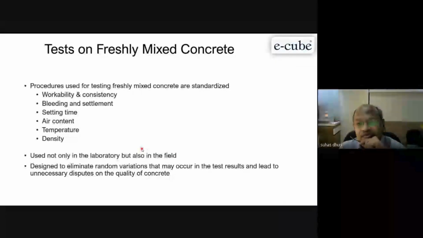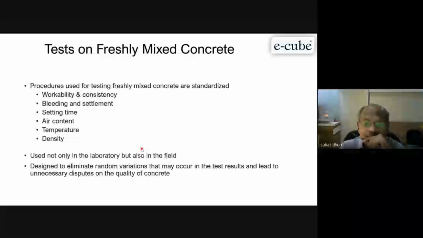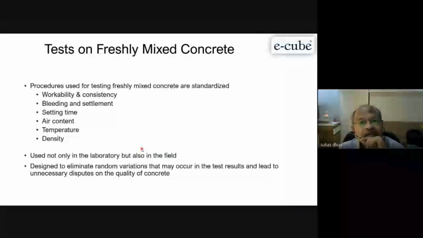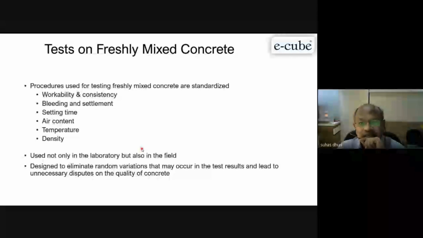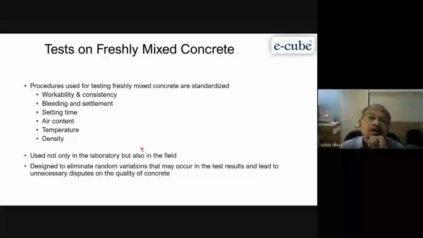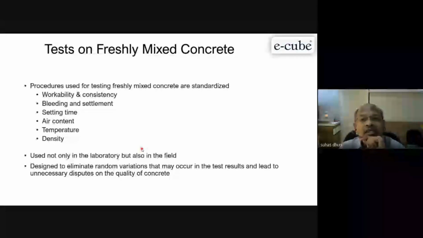So whenever RMC comes, we are also advising them, randomly, don't only rely on the batch sheets or the printouts which come as a challan, where they have put all the concrete quantities that are loaded into the transit mixer. What we have to do is weigh the transit mixer when it comes, and once it's empty, we weigh it again and find out how much concrete has come.